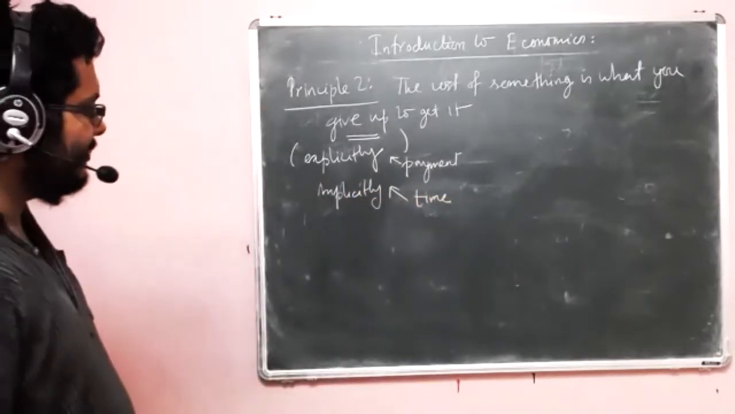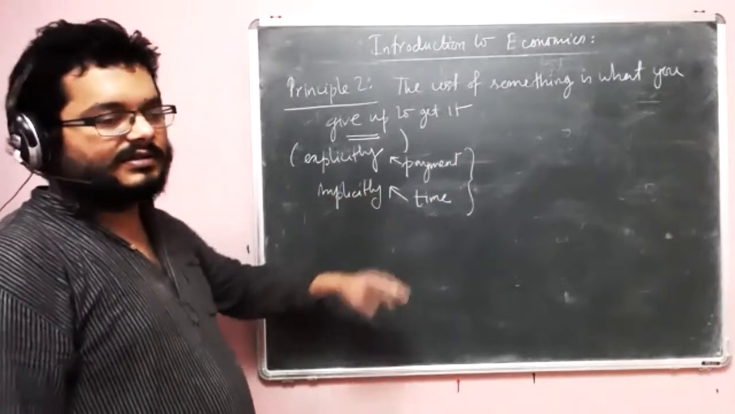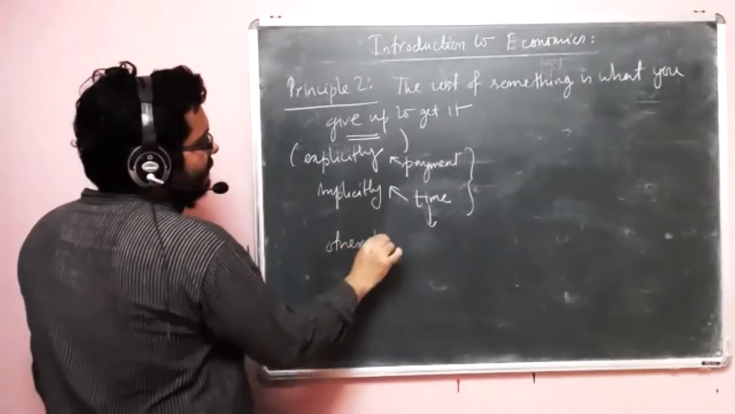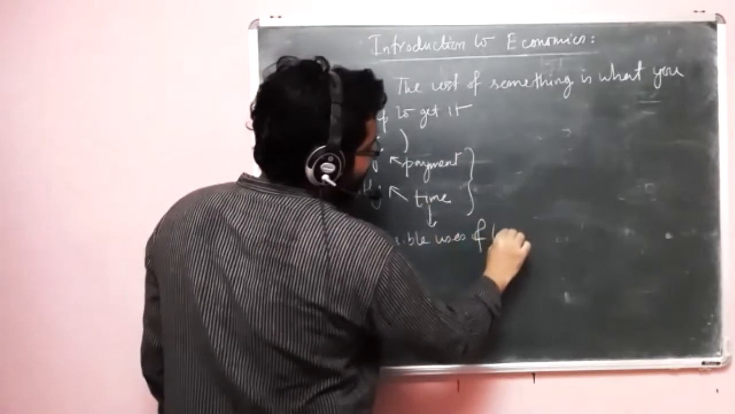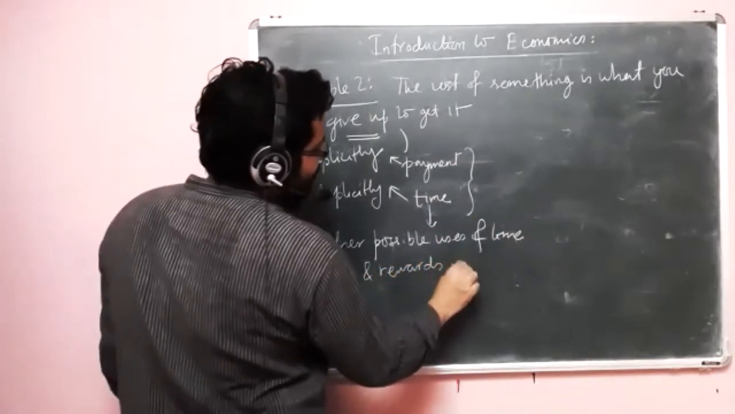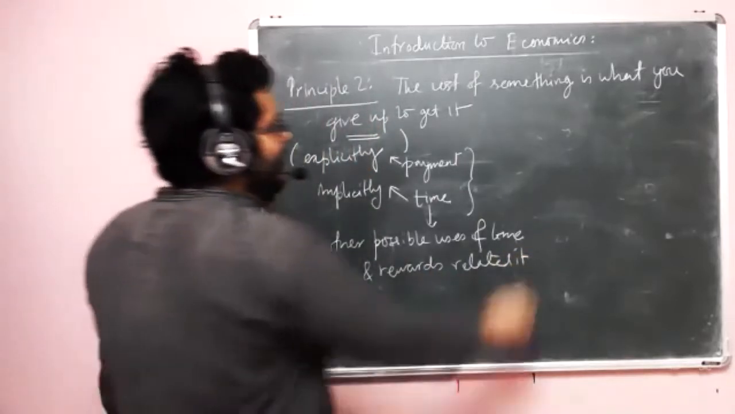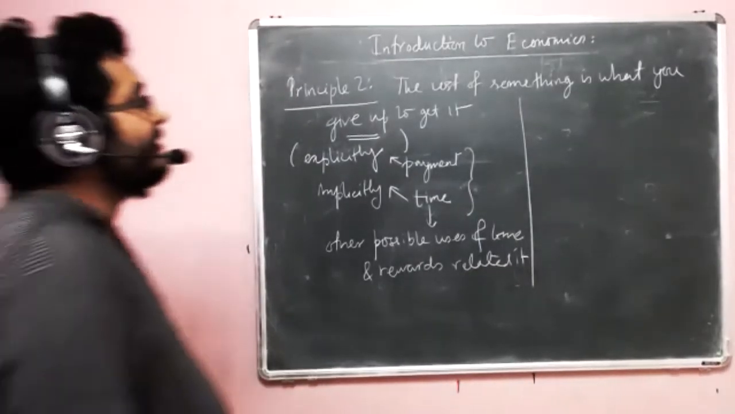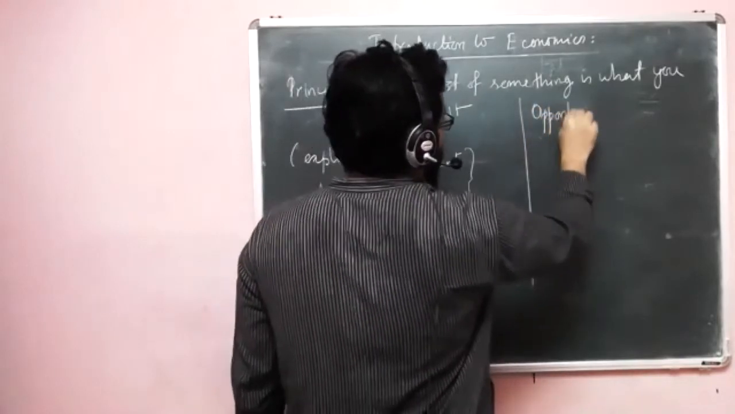But there is another idea also related to this. So when I'm saying time, it's not just the time, it's the other possible uses of time and rewards related to it. So that's what I'm giving up. Okay. And to that extent, we again come to the second biggest term related to economics, and that is called opportunity cost.